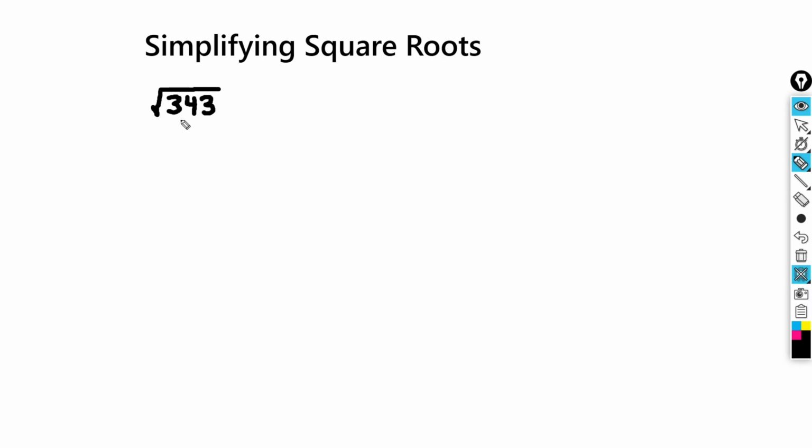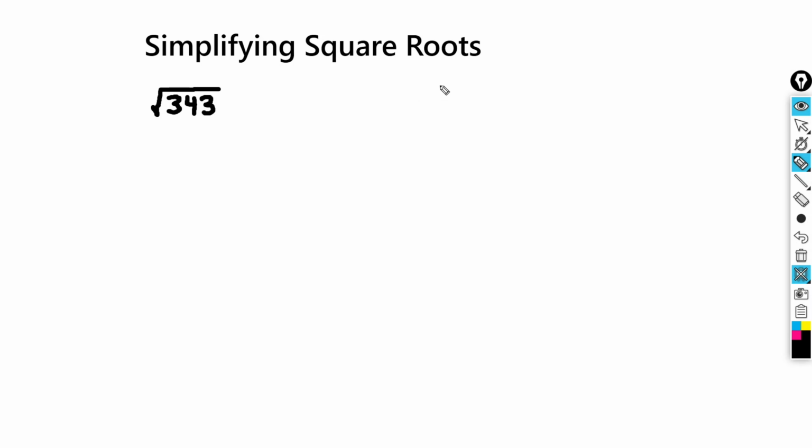So for instance, let's look at the square root of 343. If you have good number sense, you'll know this is divisible by 7, but a lot of times you won't know that. So you have to start breaking it down, thinking about it. And the first thing you want to look at is, is it divisible by 2? Well, it ends in a 3, so it ends in an odd number, so that's not the case.